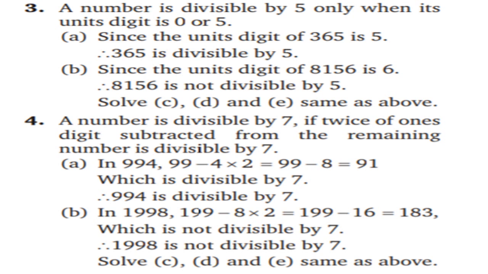Now B part, 8156. So unit digit is 6. Therefore this number is not divisible by 5. Now similarly you have to solve other part of this question.